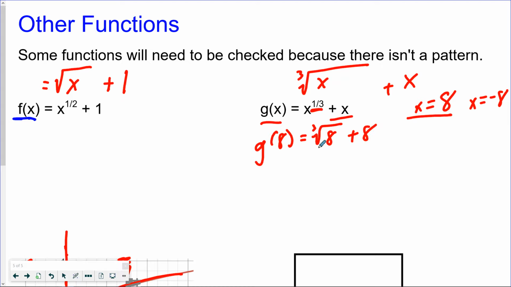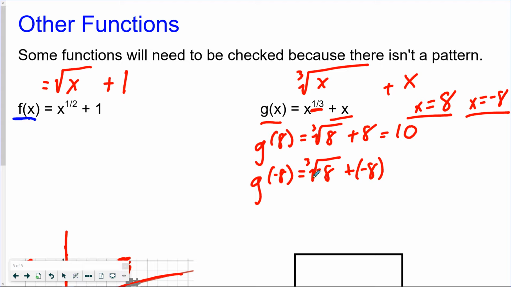Now we're going to plug in negative 8. g of negative 8 equals the cube root of negative 8 plus negative 8. So the cube root of negative 8, if you type it into your calculator, you'll get negative 2. That's the correct answer. And then plus a negative is the same thing as minus. So this is negative 2 minus 8. This is negative 10. So we can see we got the same number except with a minus sign in front. That's going to tell us that this is an odd function.